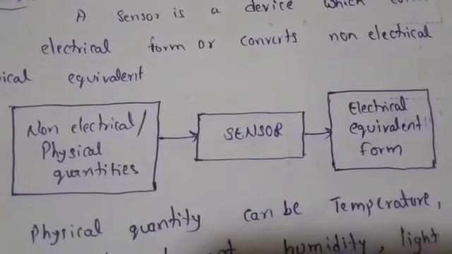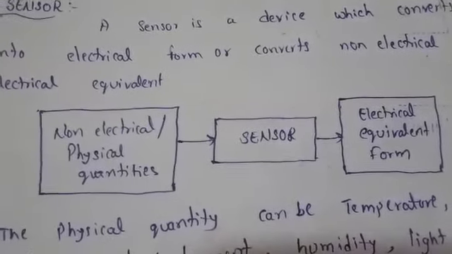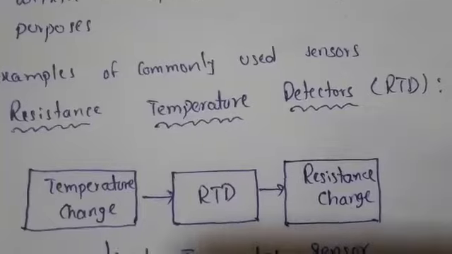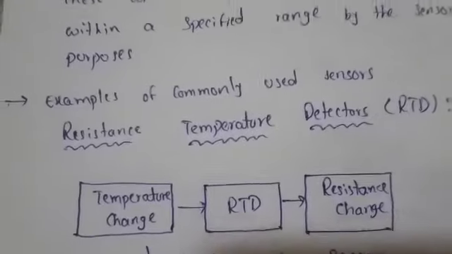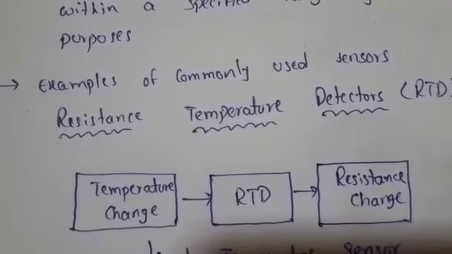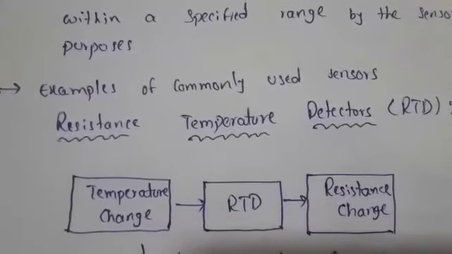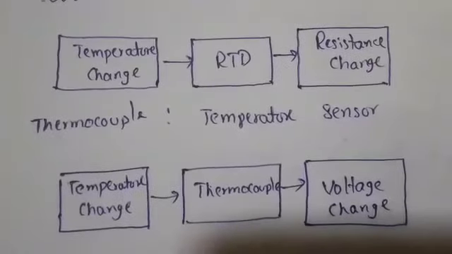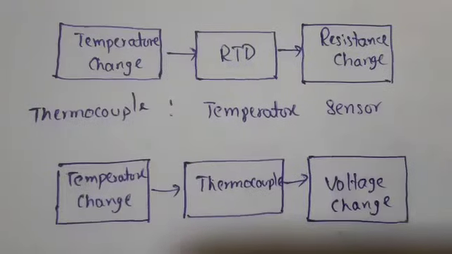Now we discuss the commonly used sensors. First one is the resistance temperature detector, that is RTD. This is also called a temperature sensor. RTD converts the temperature change into resistance change. That is a thermal sensor. Another one is the thermocouple, that is also a temperature sensor, that will convert the temperature change into voltage.